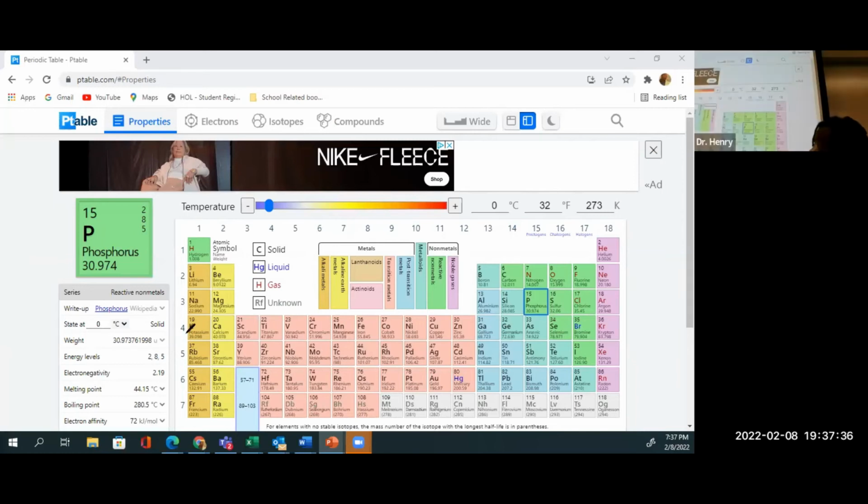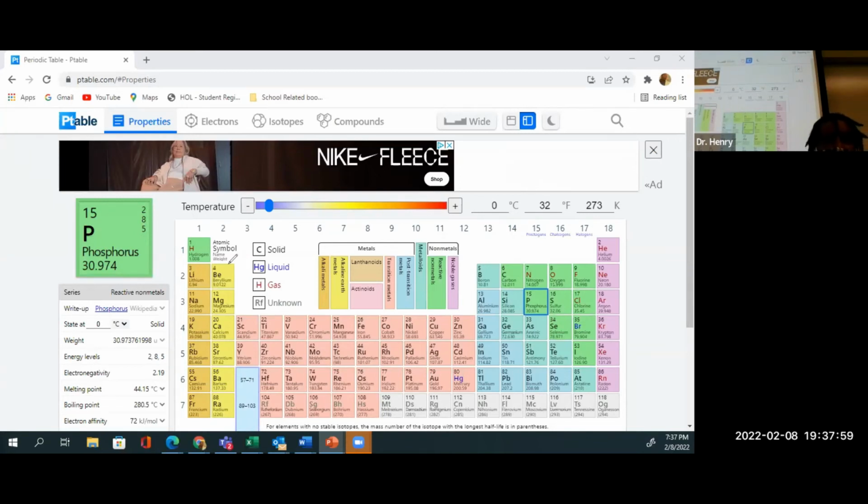Okay, so these guys, I told you, pop off, right? So they react almost instantaneously. Now let me tell you the reason why they do that. Everybody wants to be like the noble gases. What does noble mean to you? High class, fancy, right? Okay, so everybody wants to be like the noble gases.